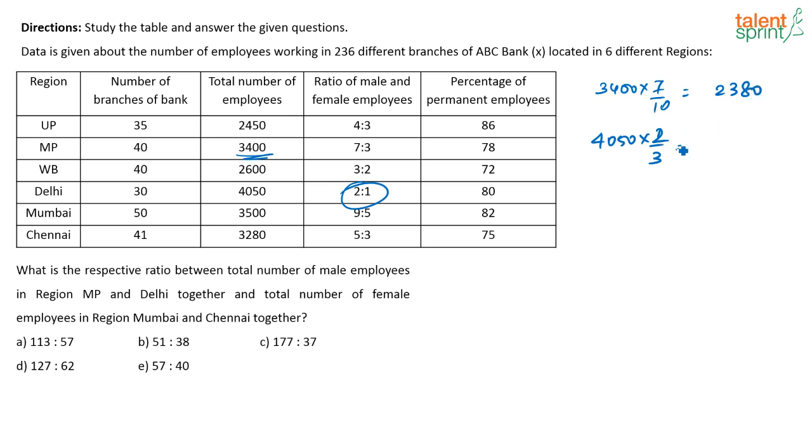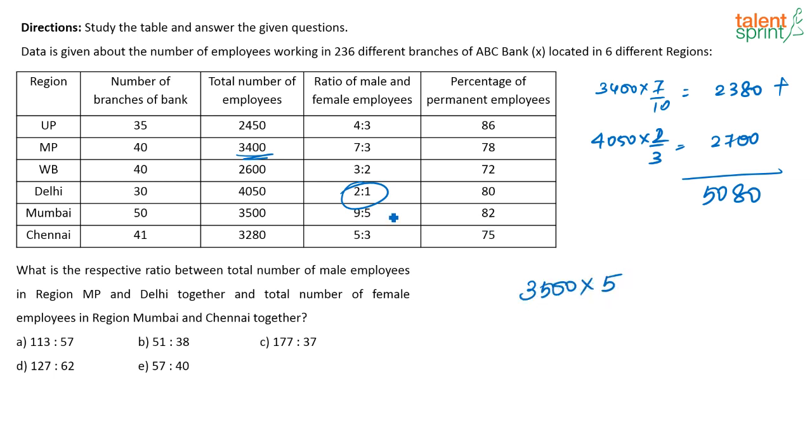This is 2380 and here you will have 2700. Now, to this add these two. What is it that you get? You get 5080, and to this you have to find the total number of female employees in region Mumbai and Chennai together. So, how many female employees are there in Mumbai?